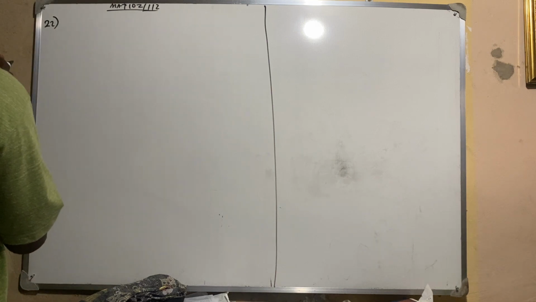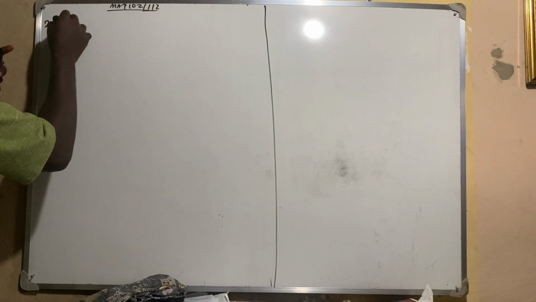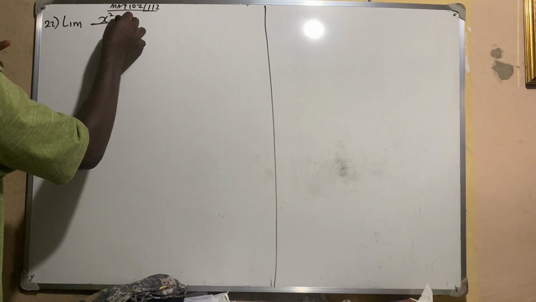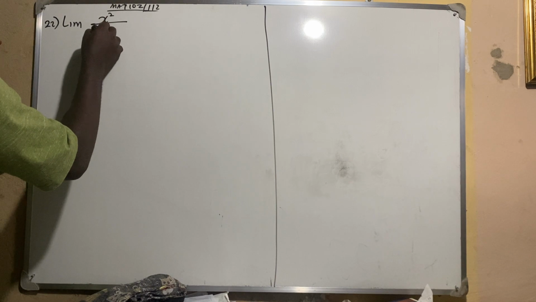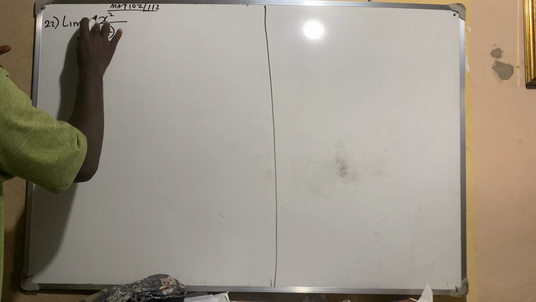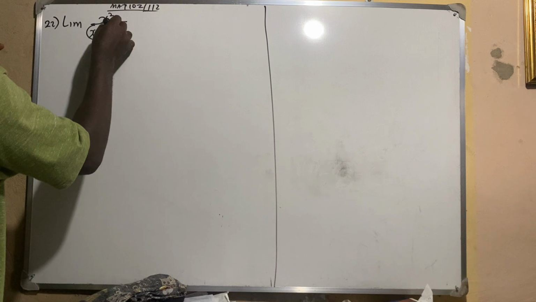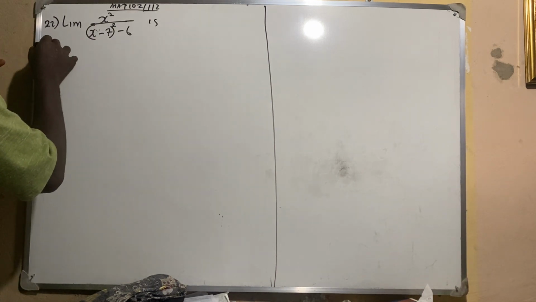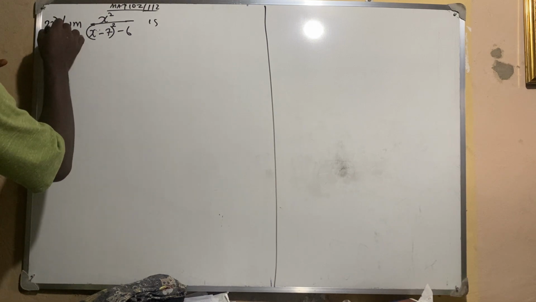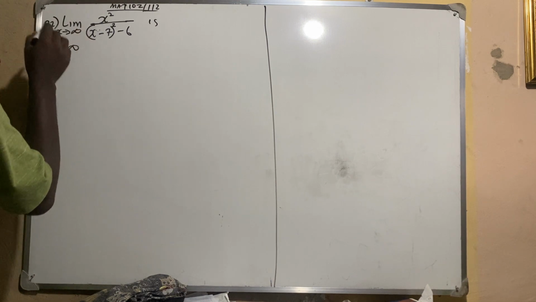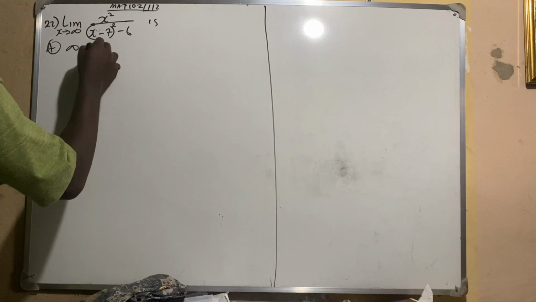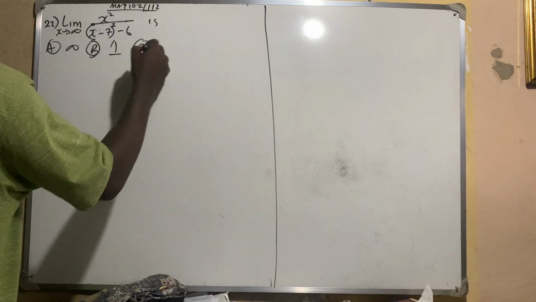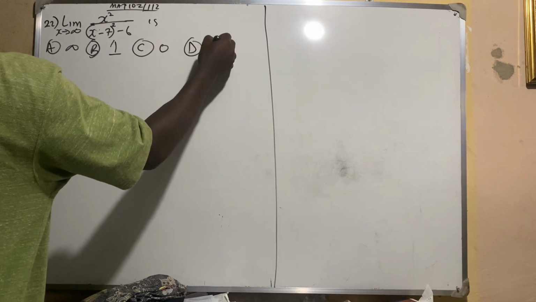Question number 22 says the limit of x squared over (x minus 7) all squared minus 6, as x tends to infinity. Option A says infinity. Option B says 1. Option C says 0. And option D says 7.